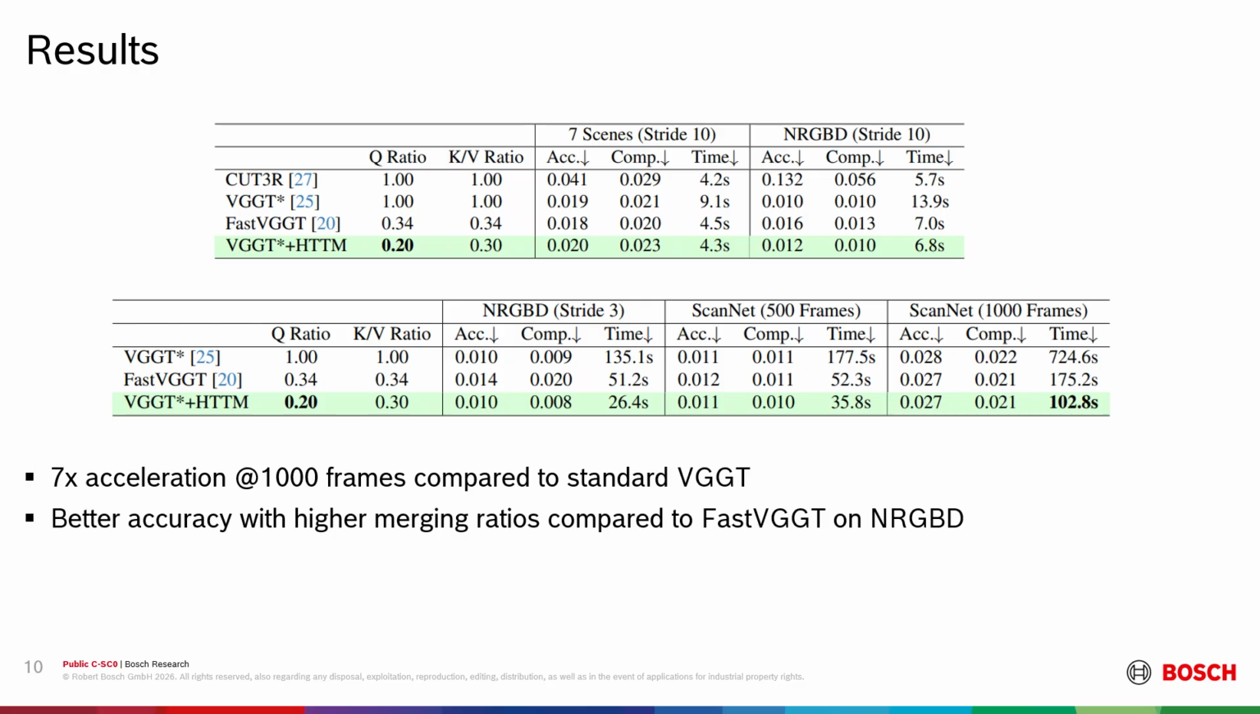Now let us look at the results. On long sequences, HTTM gives up to 7 times acceleration compared with standard VGGT at 1000 frames. Compared with Fast VGGT, HTTM achieves much better latency on long sequences while maintaining comparable reconstruction performance on the 7-Scenes dataset. On the NRGBD dataset, HTTM achieves better accuracy and completeness than Fast VGGT at higher merging ratios due to the headwise merging design.